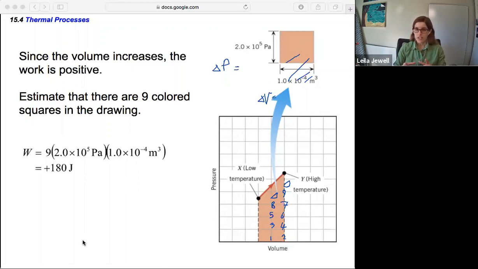So this introduces the idea of thermal processes, and we will continue in the next section taking a look at thermal processes specific to an ideal gas. So more to come, stick around.